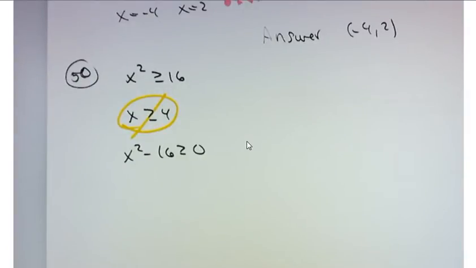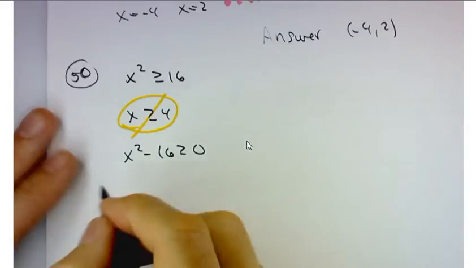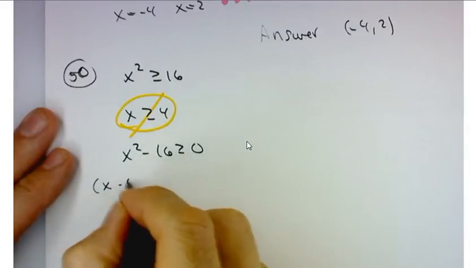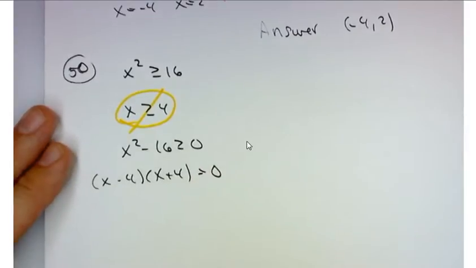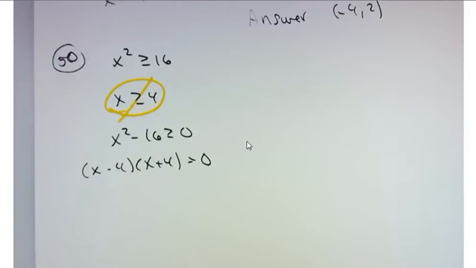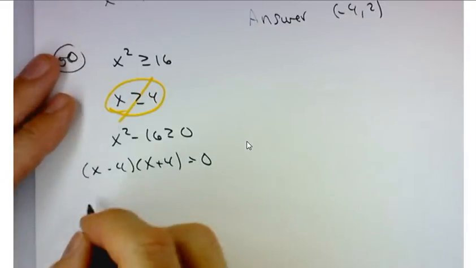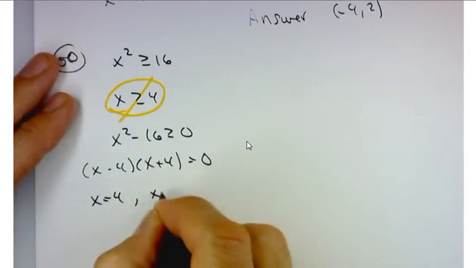So subtract 16, then what? Mila? Thanks. Factor. So x minus 4 times x plus 4. I want to know where that equals 0. Where does it equal 0? Good. x equals 4, x equals negative 4.